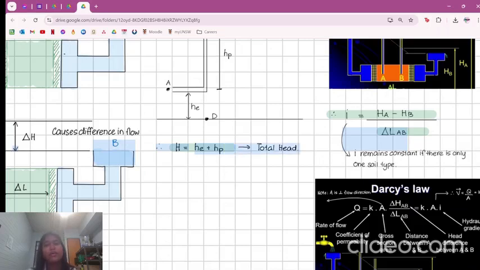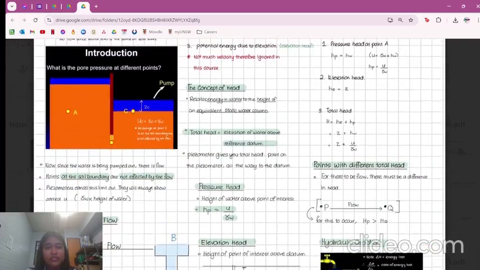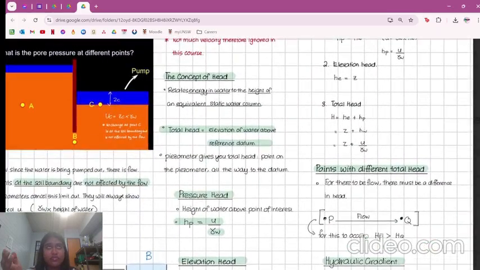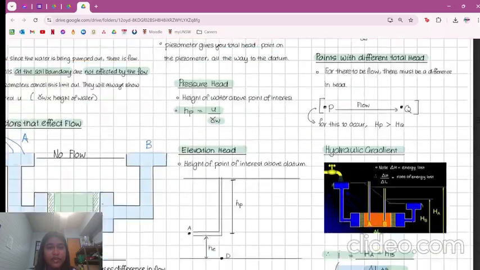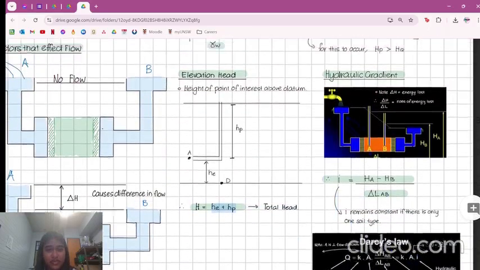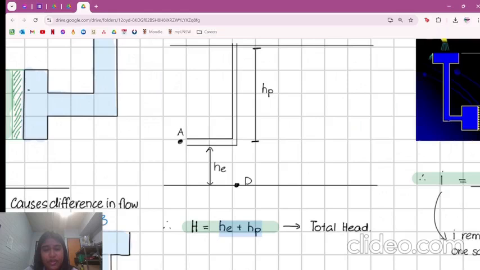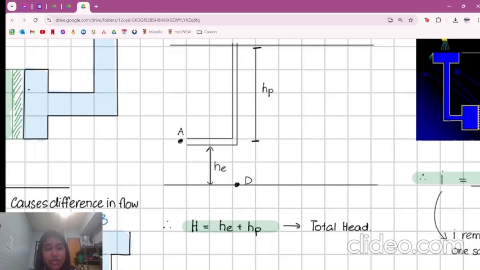So all you need to remember is that the total head, which is your height value related to the pressure value, is equal to the elevation head plus the pressure head. So as you can see, it's demonstrated here. Your elevation head is from the datum to the point of interest, going from the very bottom to the point that you're studying, which in this case is point A.